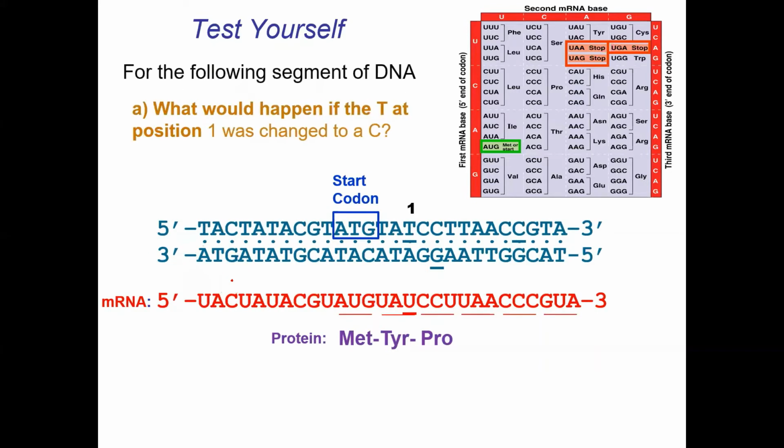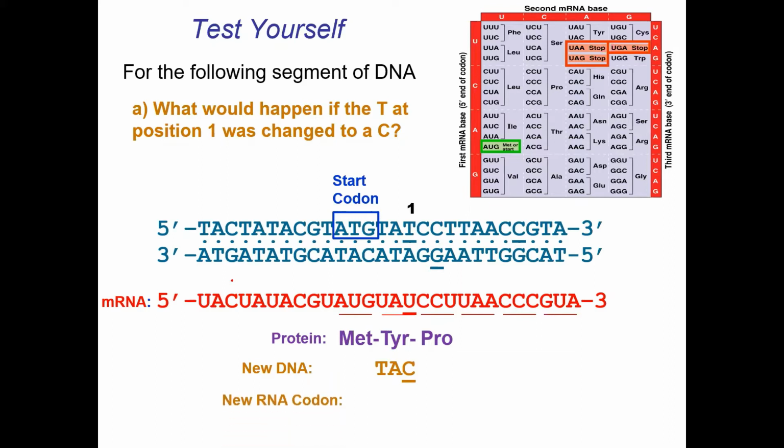So the next part of the question says, what would happen if the T at position 1 was changed to a C? Okay, so in this case here, I need to basically take that DNA and change it to a TAC instead of a TAT. So notice I'm just looking at that one codon, because that's really what's important. So I need to know where that C is in the codon so that I can figure out what is going on here. So I have a TAC.